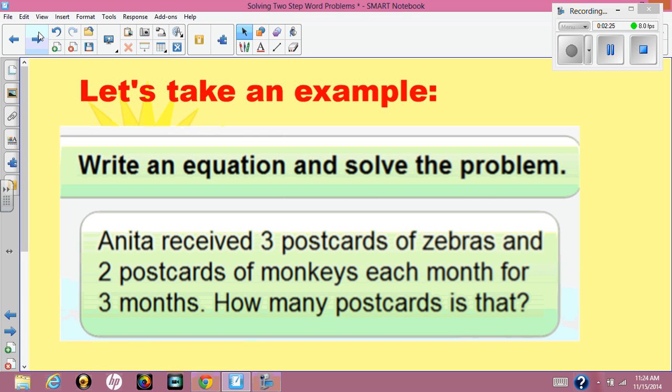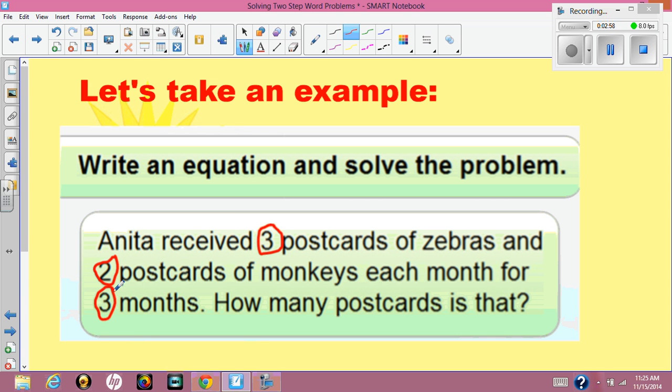Okay, let's start with our steps. Let me go ahead and open a pen. Let's open red so we can see it clearly. Let's circle our numbers. I see 3 here, and I see a 2 here, and I see a 3 here. And I don't see any numbers in word form, so I think we've got all of our numbers circled.